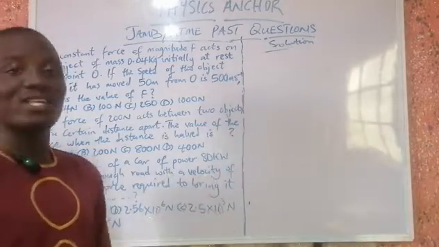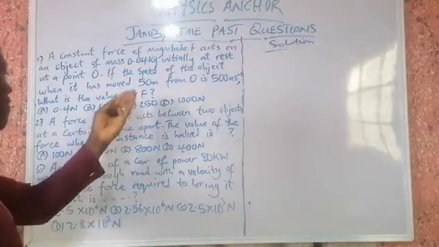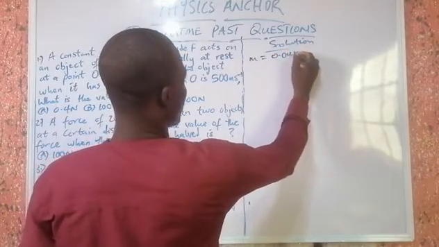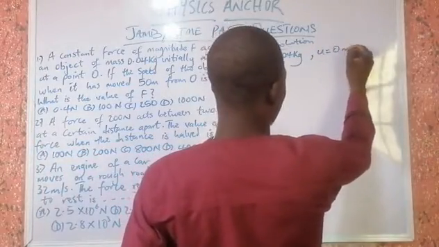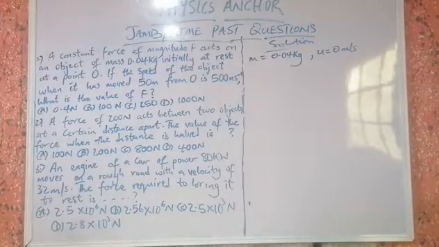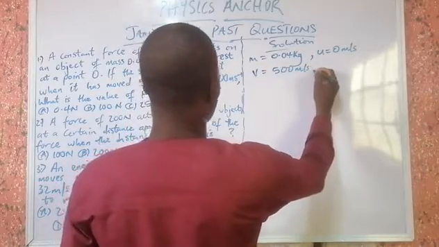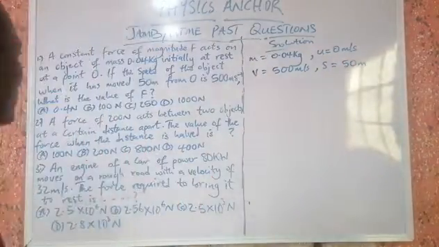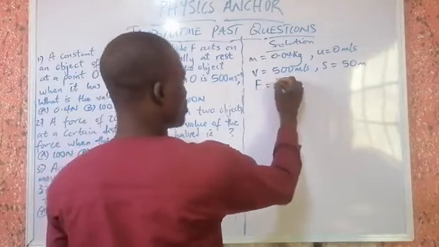So let's start listing out our parameters so that we can know the exact formula to apply to what they want us to find, which is the value of force. We have mass 0.04 kilogram. The object was at rest, so let's state it, whether we will need it or not: U equals 0 meter per second. The speed V is 500 meter per second, and the distance S is 50 meter. What they want us to calculate is the value of F.